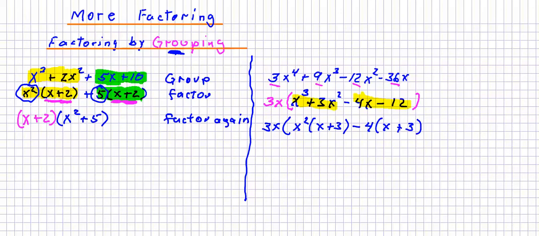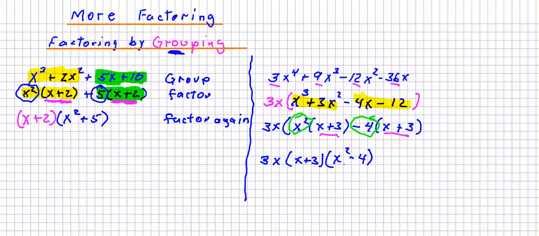Now be careful, this is a plus because a negative times a positive is negative. And we notice, once again, that the x plus 3's are common. So then I write 3x, my x plus 3. And when I pull out the x plus 3, I'm left with an x squared and a minus 4. So I have x squared minus 4. Now we factor until we are done.